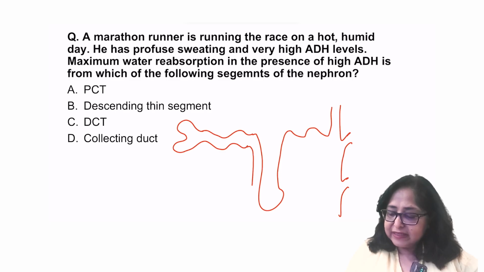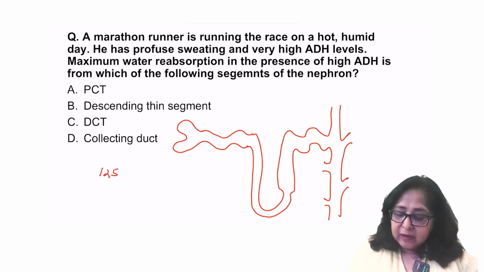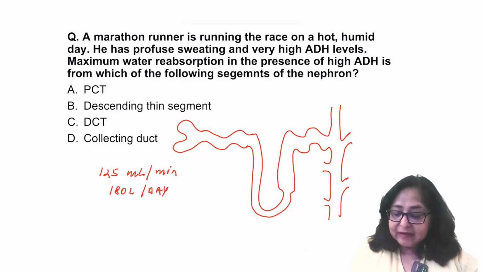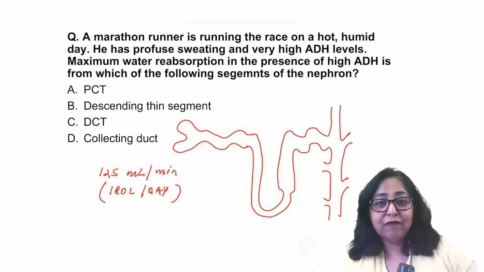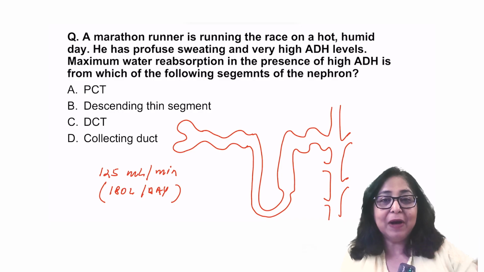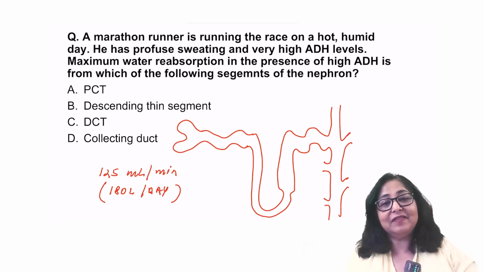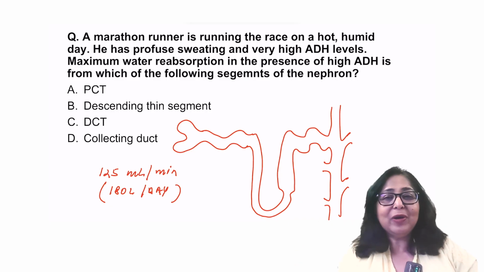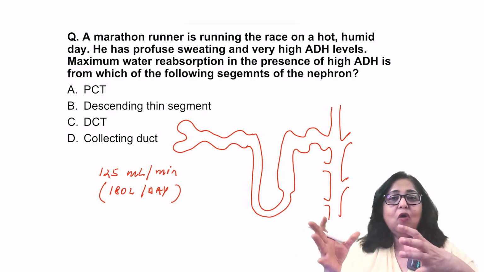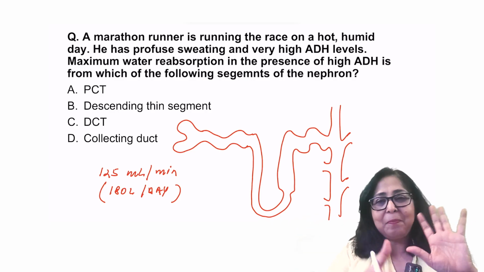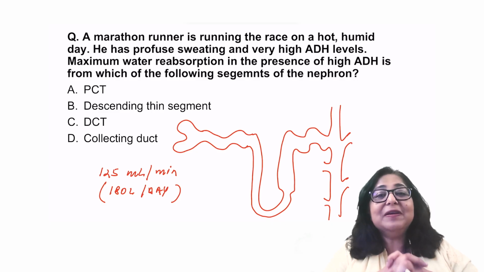is 125 ml per minute or 180 liters per day. That is a huge amount of filtration. 180 liters is like 6 buckets of water. Each bucket of water is 30 liters. So 6 buckets of water is the kind of filtration that happens in our kidneys every day. But the urine output is just 1 to 1.5 liters per day. So that means almost 99.5% of the water is being reabsorbed.